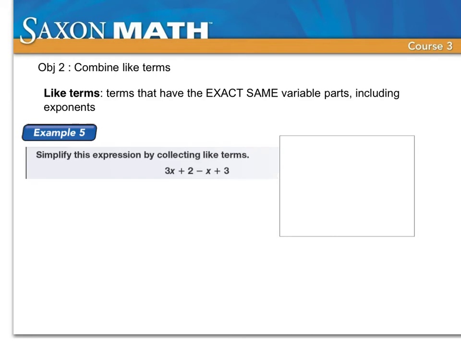Alright, and now we're on to objective 2, which is to combine like terms. Alright, like terms are terms, like we just talked about, that have the exact same, that's the keyword, exact same variable parts, including exponents. Okay, so what that means is that they're both x's, or they're both y's, or they're both x squareds. Okay, like you would read them the same. Okay, so like terms are things you would read the same. They have to be exactly the same.